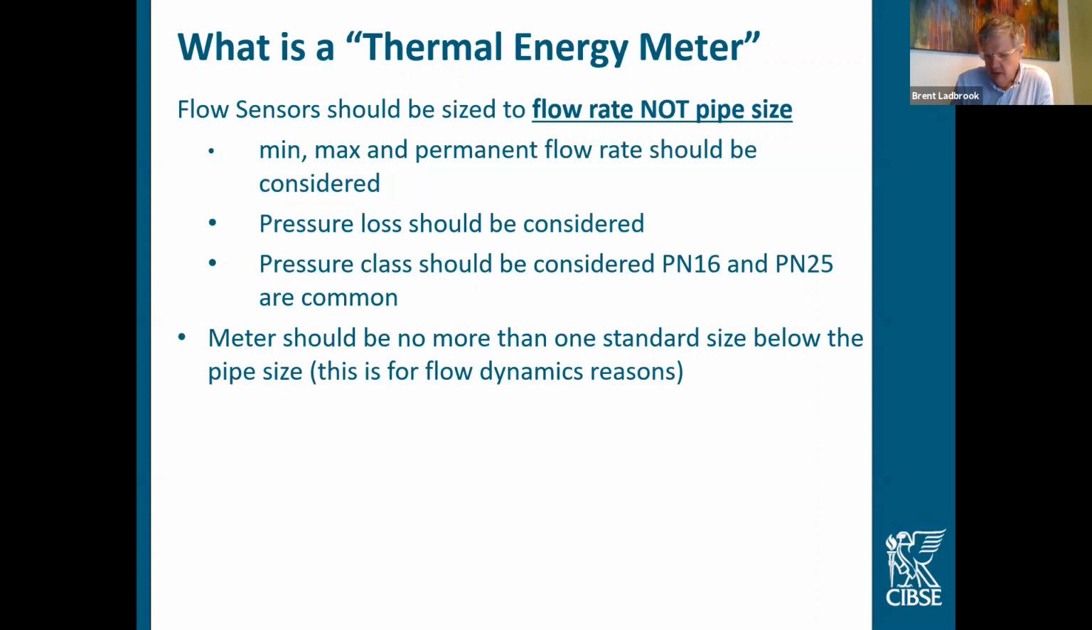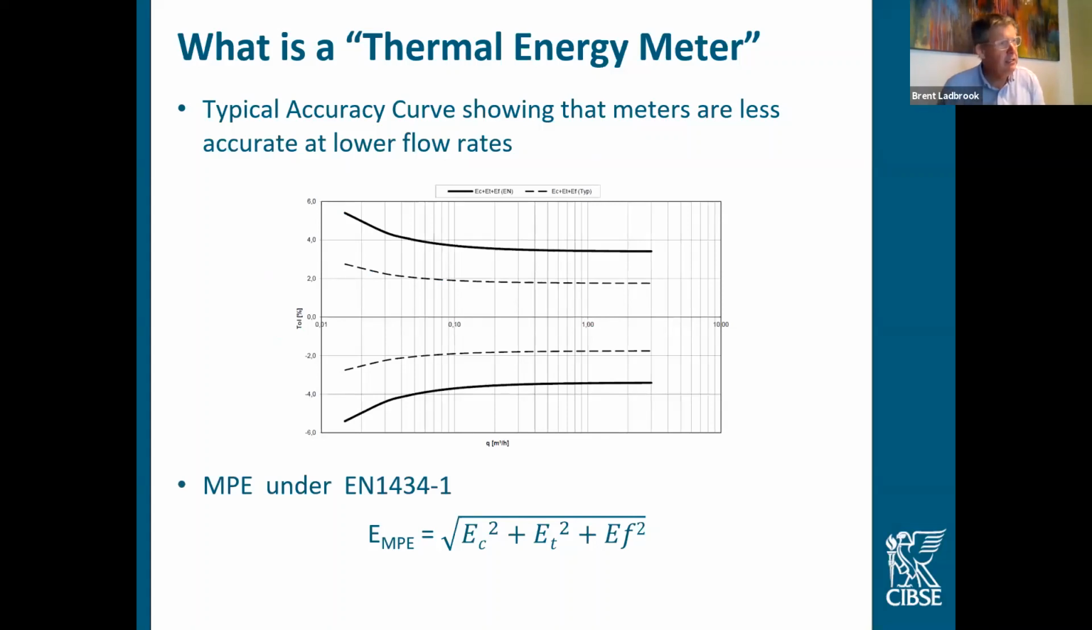And the flow sensor should be no more than one standard size below the pipe size. Often we see here in Australia that the pipes are perhaps a size above what would be needed for friction and various other design reasons. So often we're able to specify a flow sensor that is maybe one pipe size below what the pipe is in the building, and we'll go into the reasons for that in a couple of slides, but this one leads into it.